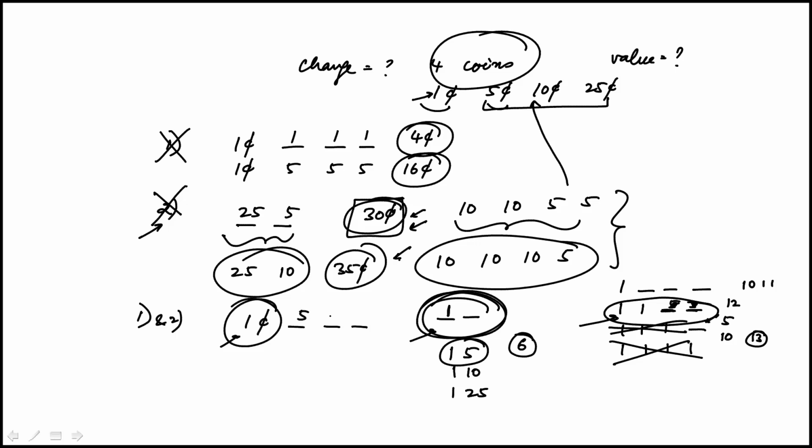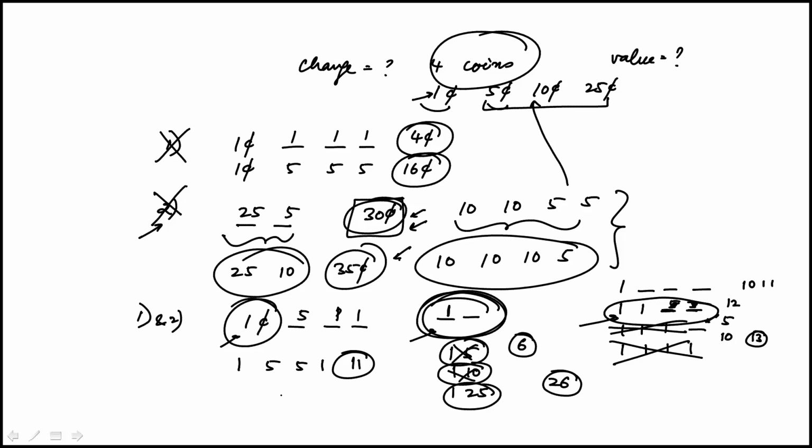1 and 5 would be 6. And then if you do 1 and 1, you already exceed that. 1 and 10 is 11. Can I get to that with 4 coins? 1, 5, 5, 1, no. So we're really left with just that case, 26.